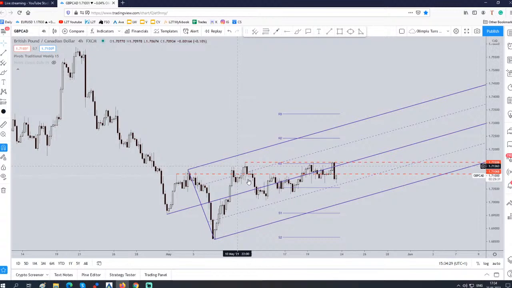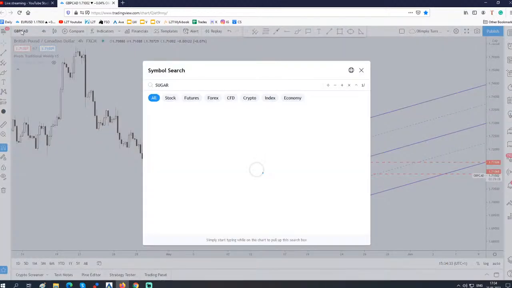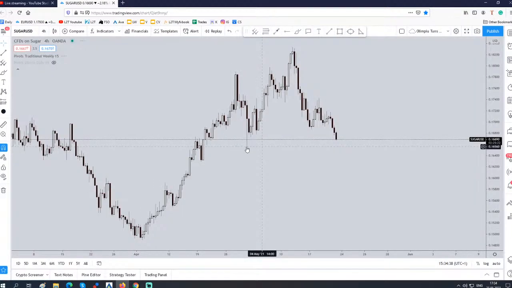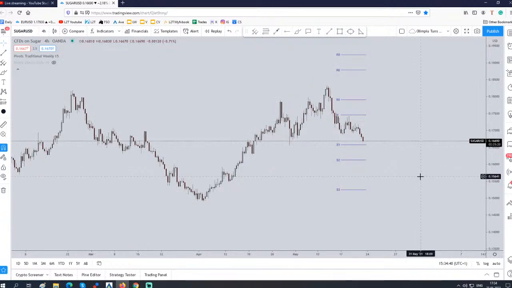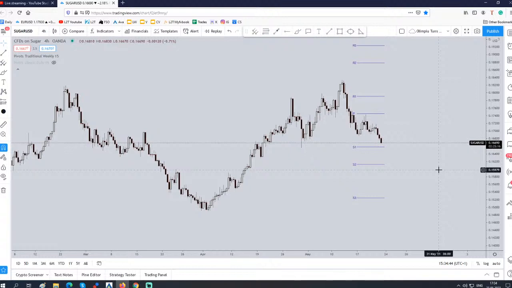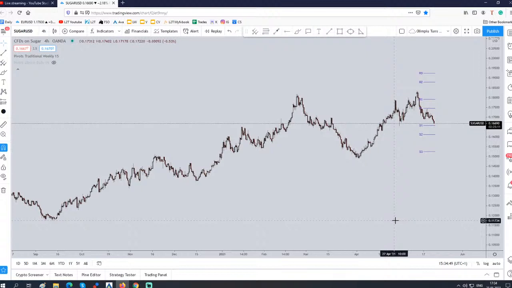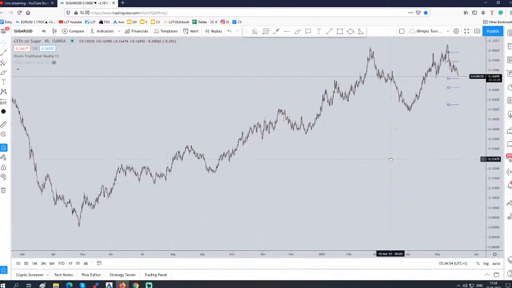Let's move forward. Let's take a look at this one, sugar. Personally, this is not on my watch list. I'm not looking at this one. As you can see, we still have an uptrend here, a major uptrend.